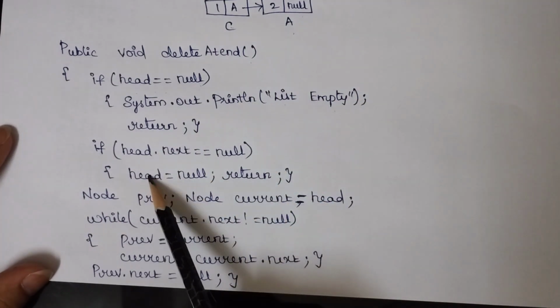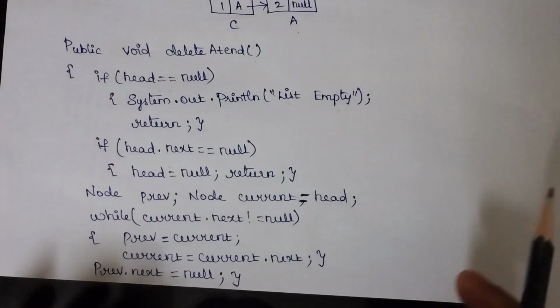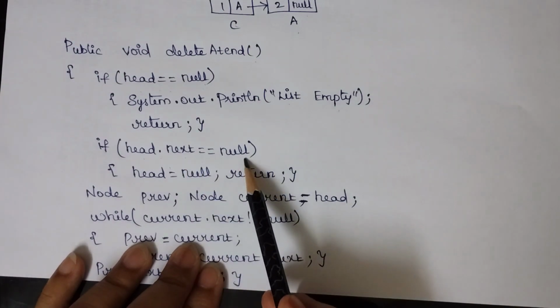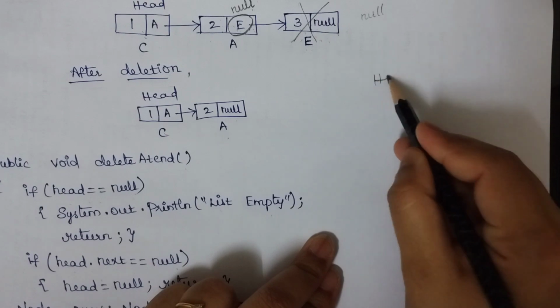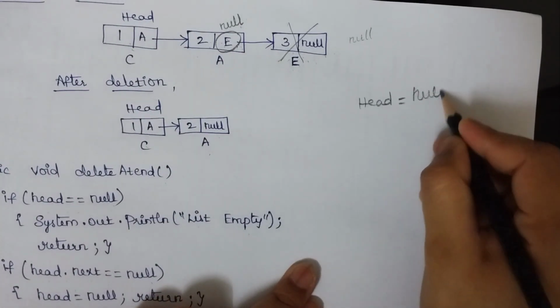Okay, otherwise here you are checking one more condition. What is that condition? Whether your head dot next is equal to null. Okay, what is this condition? I'll tell you now. See, if my list is empty, there is no node in the list at all, then your head will be pointing to null.